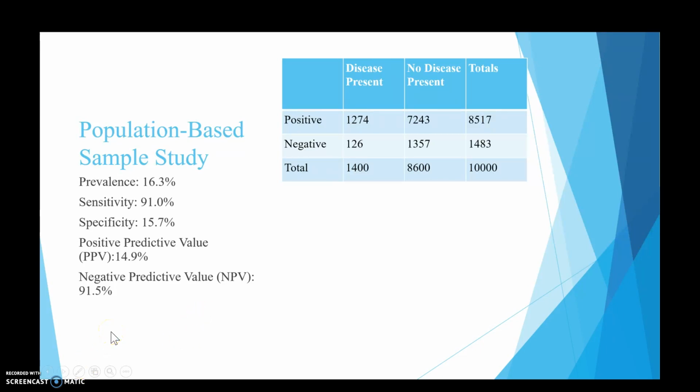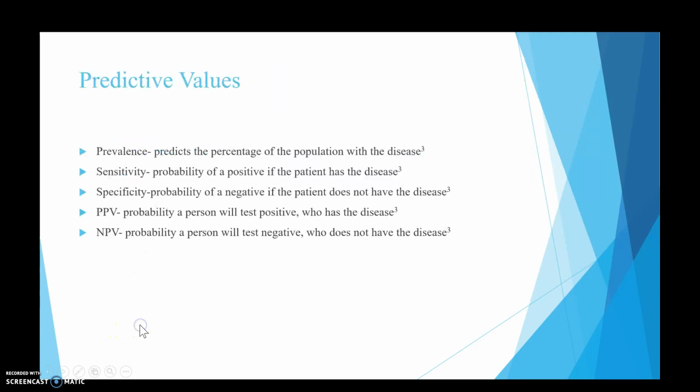To the top of the screen, you will see the table where we were able to calculate our data: our prevalence, sensitivity, specificity, the PPV, as well as the NPV. So, predictive values for this test.